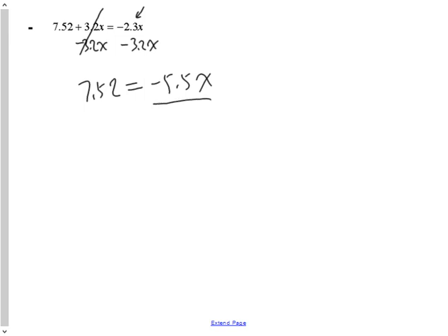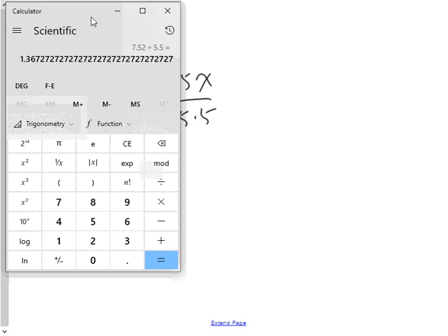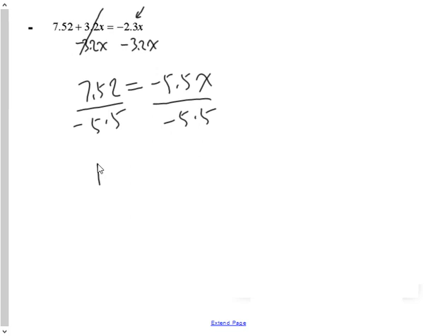Now I'm just going to divide both sides by negative 5.5. And 7.52 divided by 5.5 is, is that the right answer? 1.36, and 72 repeats to infinity. 1.3672, but 72 repeats to infinity is equal to x. Is that positive or negative? It's a negative. Because a positive, negative 7.52 divided by negative 5.5 is a negative. That's your answer for that one.